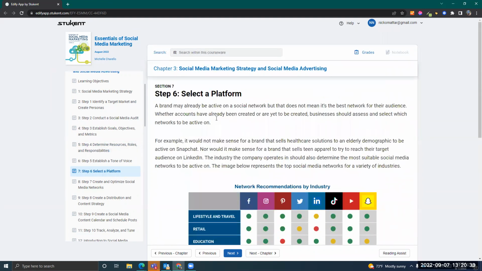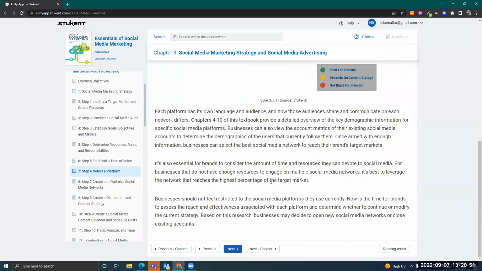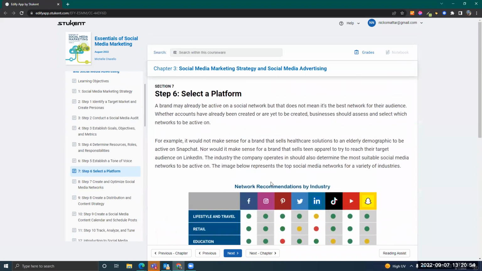Selecting a platform might be important. And this is actually a pretty nice graphic, except there's not much here other than saying LinkedIn isn't good for retail and beauty, and Pinterest isn't good for education and finance. But again, this is really short, and the platform selection process just isn't something that needs to be its own step. You're going to know when you identify your target market and create your personas what your platform needs to be. And if not, the brand is going to dictate that for you.